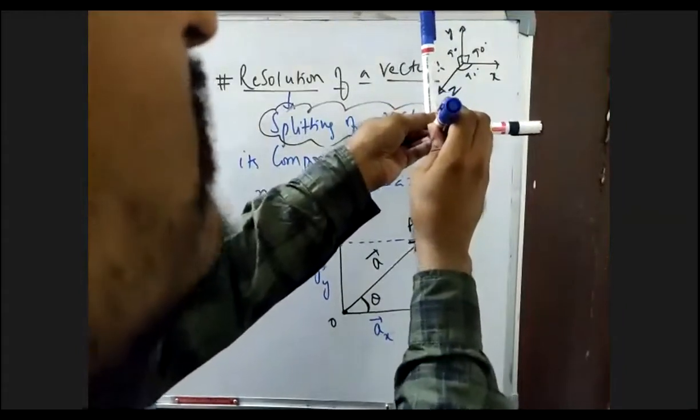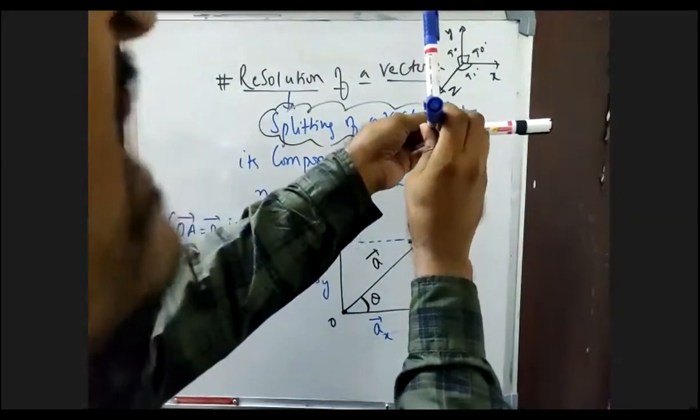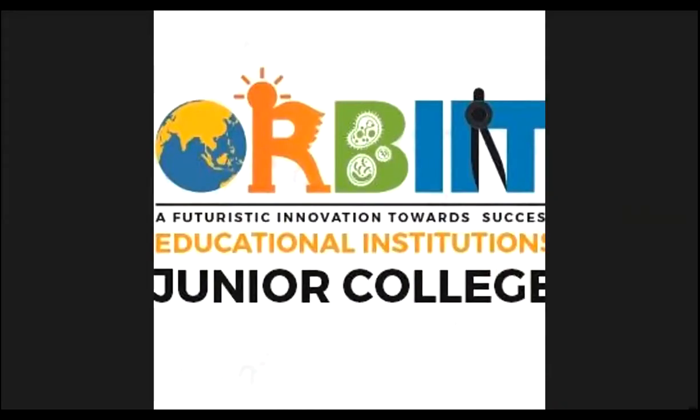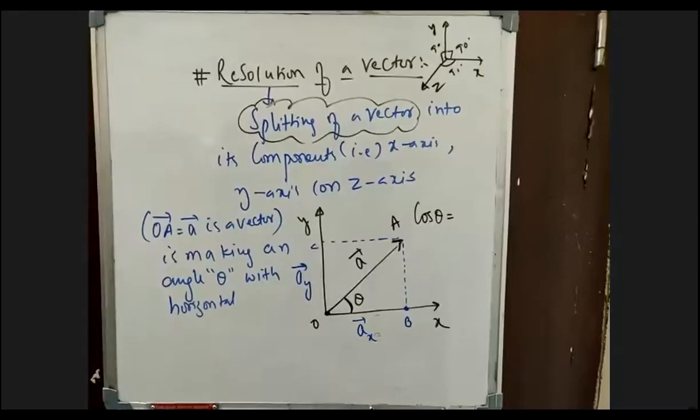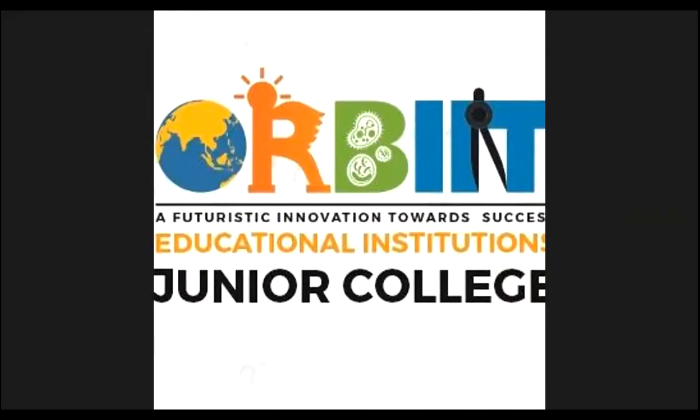Is the axis clear? Is the axis clear, beta? Okay, Manasa is clear with the axis. Okay, Prithvi is also clear.